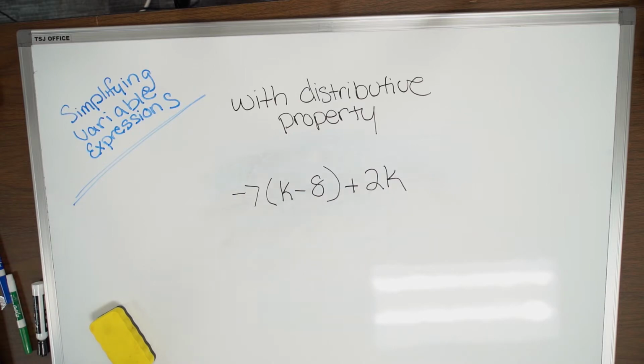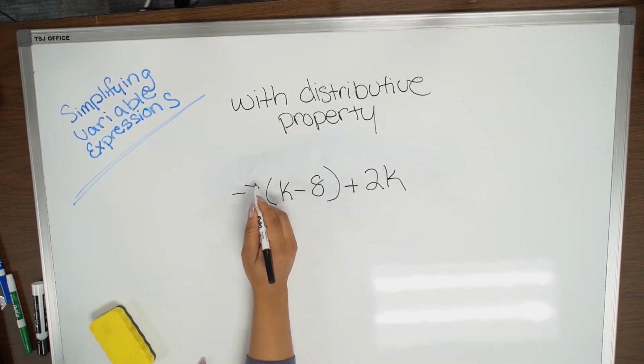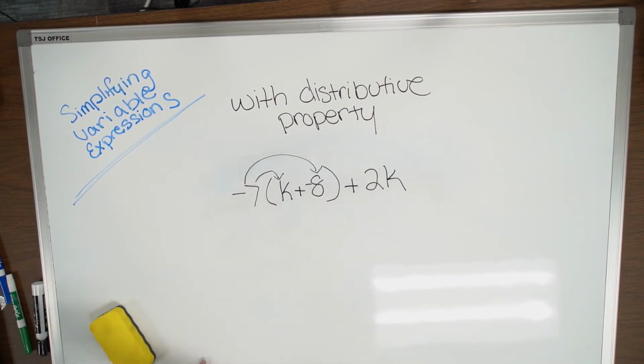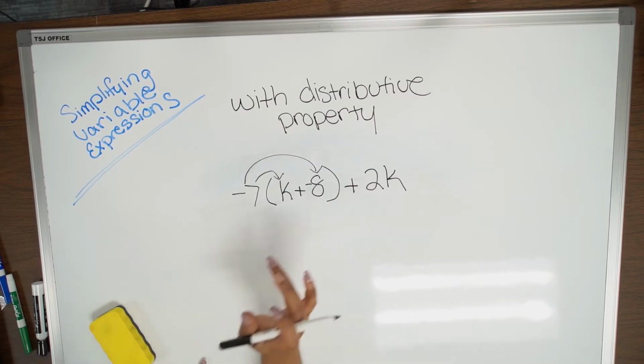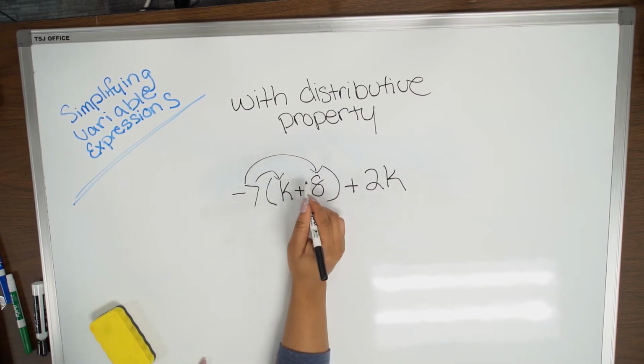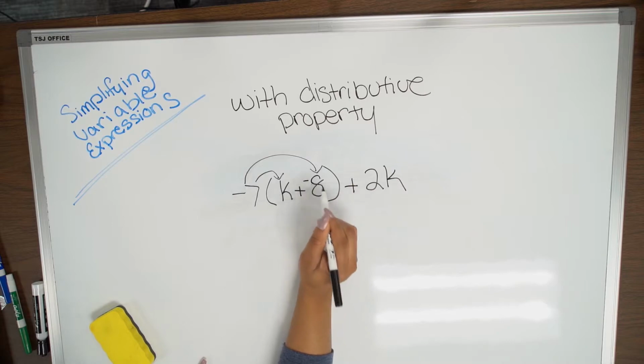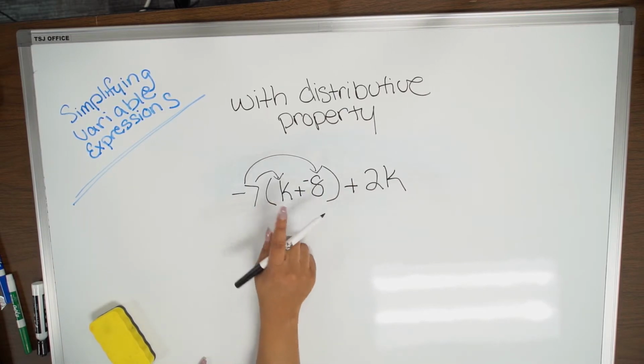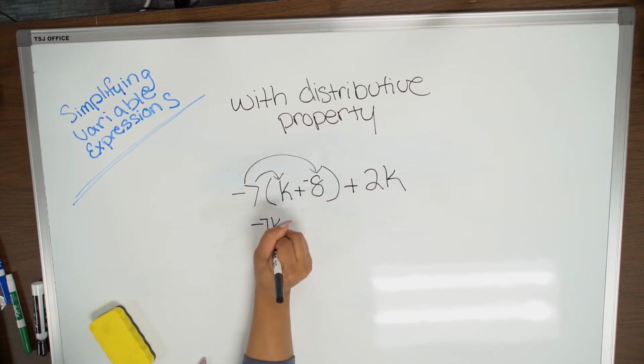So first, we have to distribute. So we're going to distribute negative 7 to k and negative 7 to negative 8. Because we can do this. And that's just, oh, you can't see that negative too well. There you go, negative 8. Okay, so negative 7 times k is negative 7k.